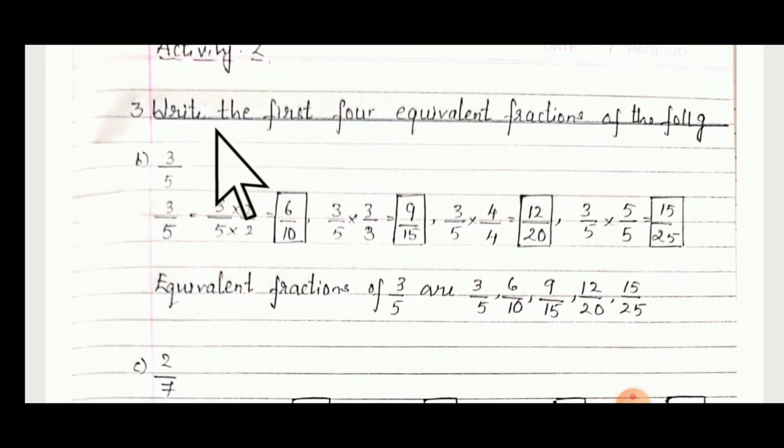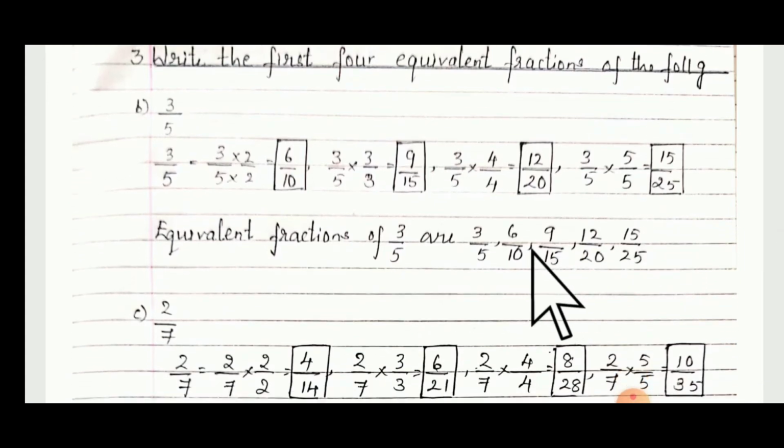Activity 2's third question. Write the first 4 equivalent fractions of the following. 3 by 5 is given. First 4 means from 1 till 4. 3 ones we have written. Then 3 2s are 6, 5 2s are 10. Then 3 by 5 into 3 by 3 is equivalent. So first 4. 3 3s are 9, 5 3s are 15. Then 3 by 5 into 4 by 4 will be 12 by 20. 3 by 5 into 5 by 5 becomes 15 by 20.